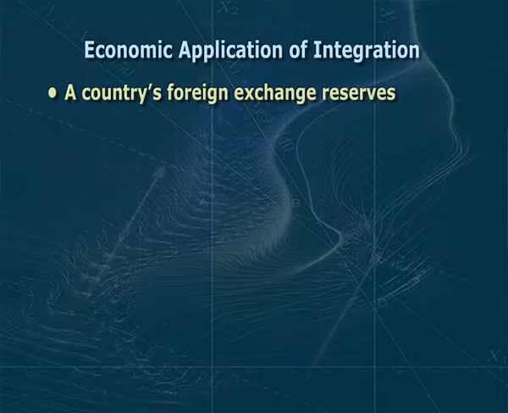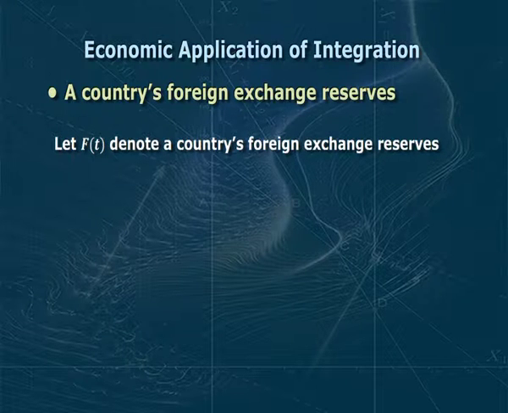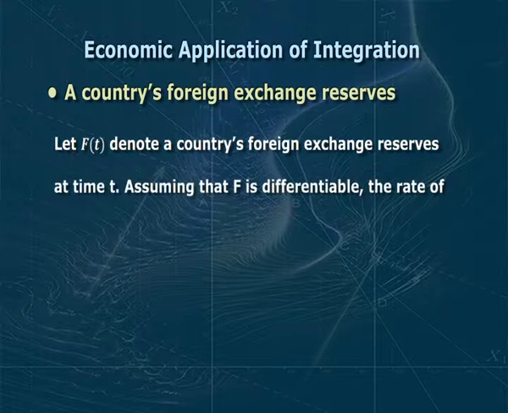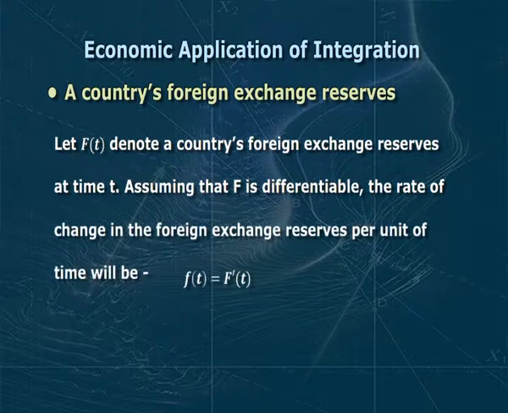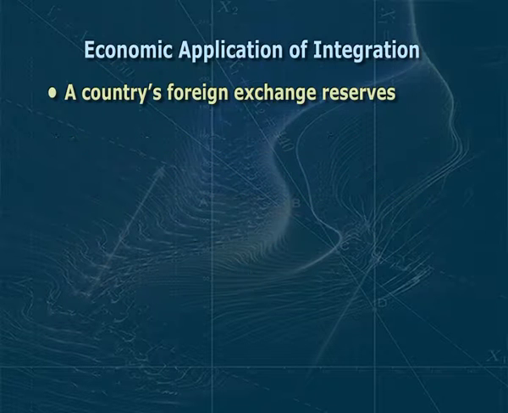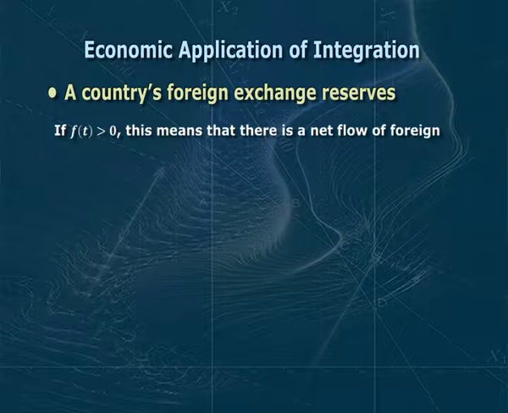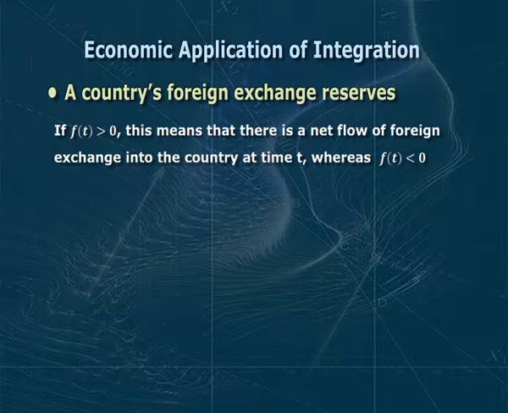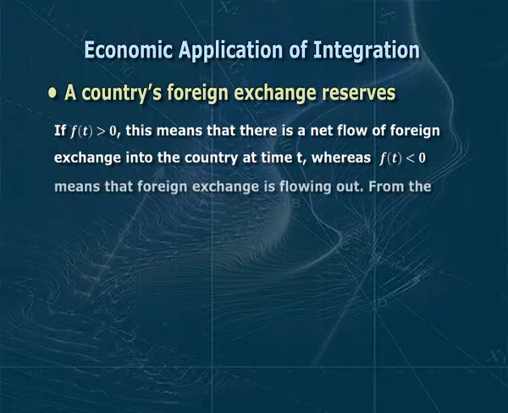Now friends, let us have a look at a country's foreign exchange reserves. Let F(t) denote a country's foreign exchange reserves at time t. Assuming that F is differentiable, the rate of change in the foreign exchange reserves per unit of time will be f(t) is equal to F'(t). If f(t) is greater than 0, this means that there is a net flow of foreign exchange into the country at time t, whereas f(t) less than 0 means that foreign exchange is flowing out.